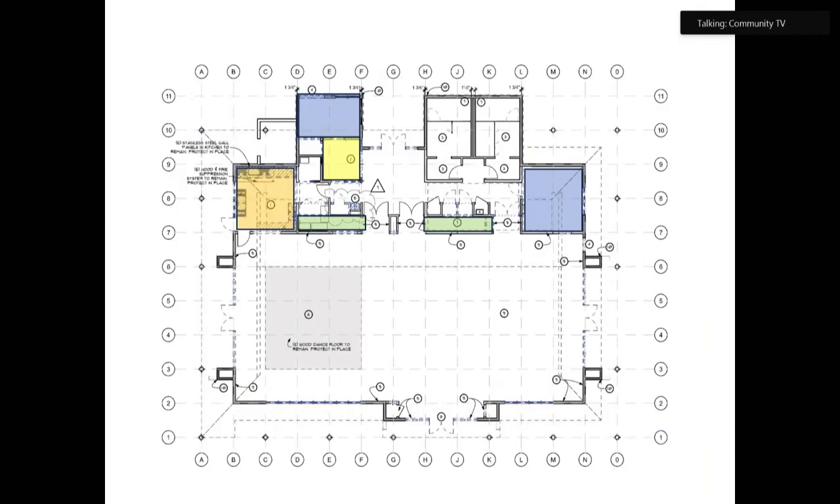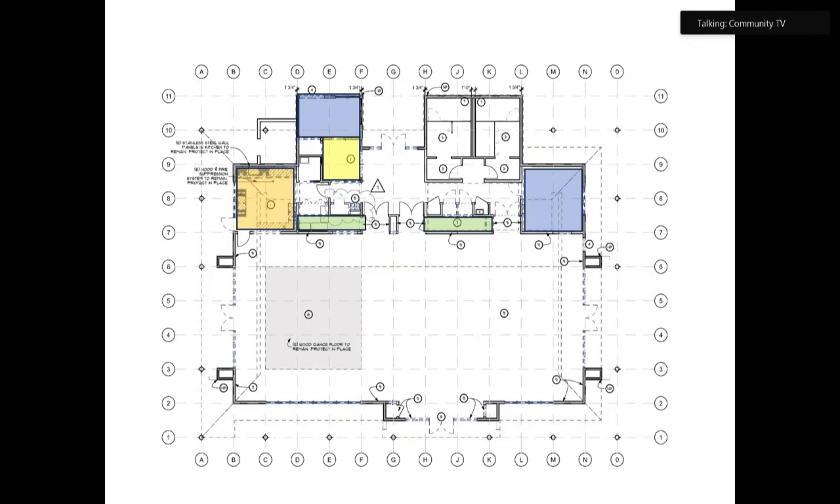Next slide. So here, this is a current configuration of the interior of the community center. The boxes in blue are the office spaces. I want to say there are 3 to 4 people in each of these small office spaces. The yellow is the entry for the public, the service desk, which is not ADA. The counters are too high to be considered ADA.